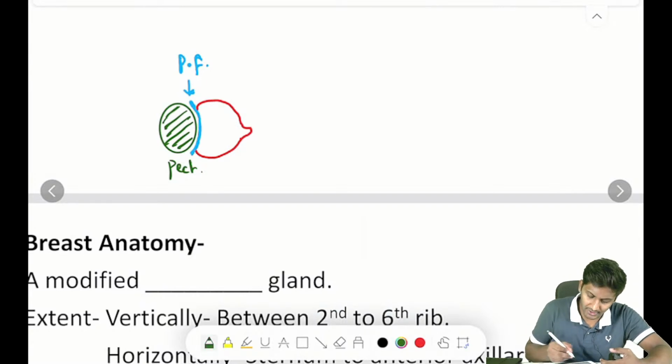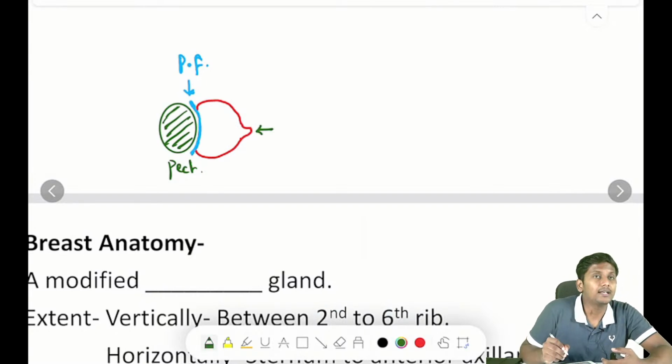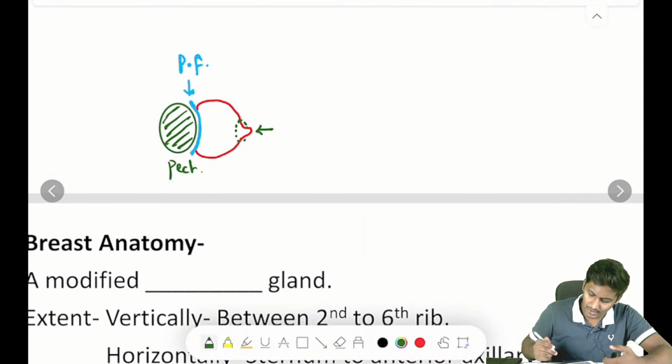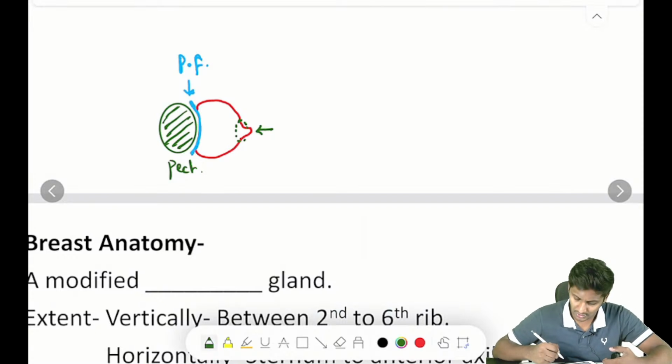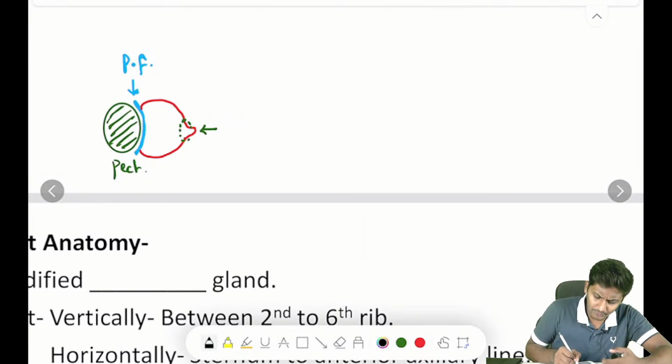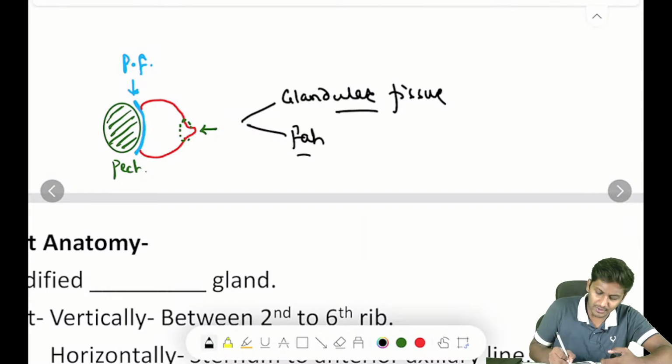Now in the center of the breast, the erectile tissue which is present is known as the nipple. Then there will be a darkly pigmented area around the nipple, which is called the areola. Now the breast is made up of two things: one is the glandular tissue, and the second is fat.